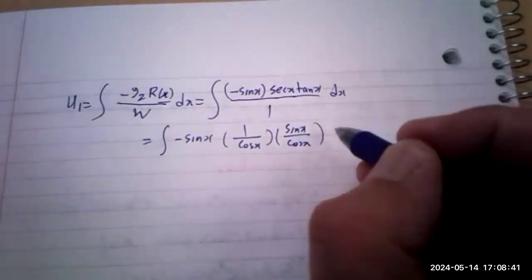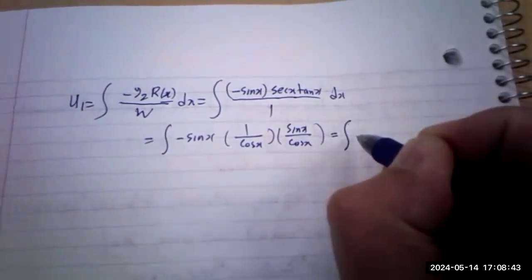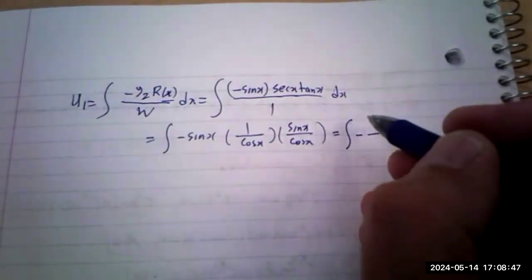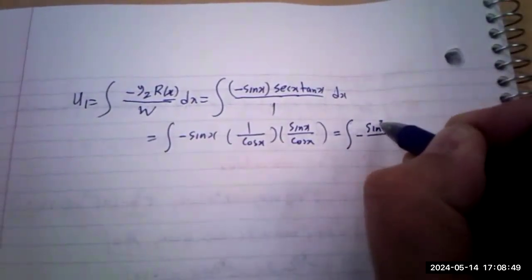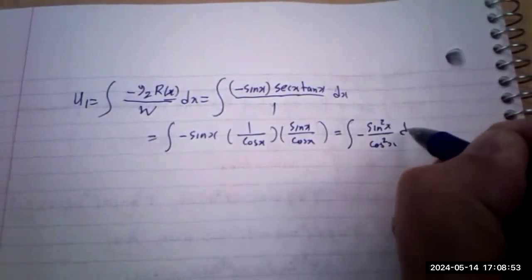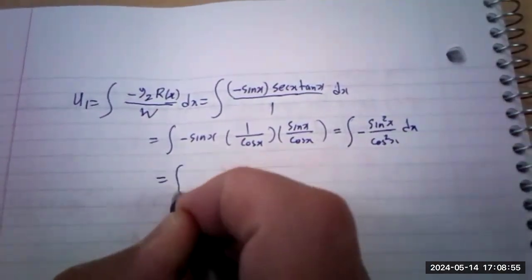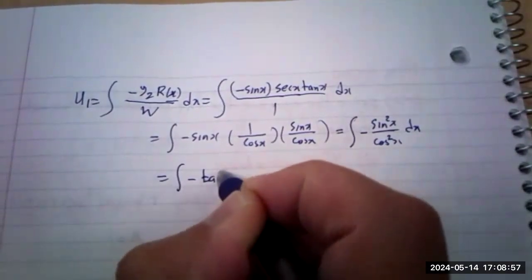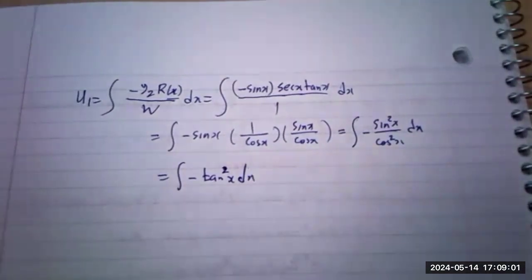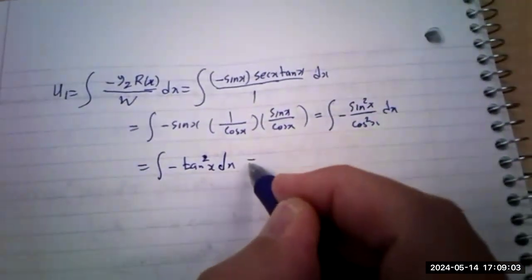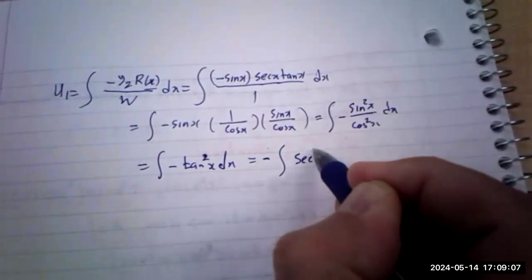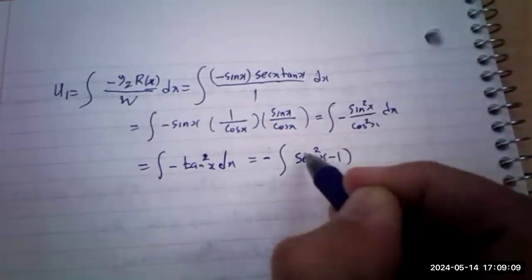So it's going to be equal to the negative, yeah, we get negative tangent squared, sorry. It's going to be negative sine squared over cosine squared dx, which is negative tangent squared of x dx. You know that to get the tangent squared, you take the negative outside and you change it to secant squared minus 1.